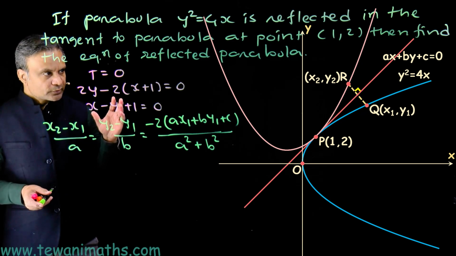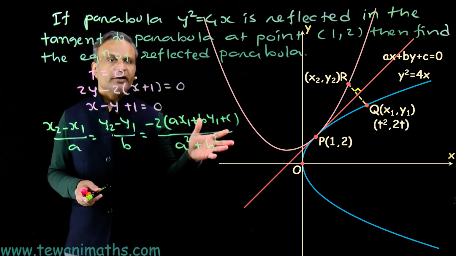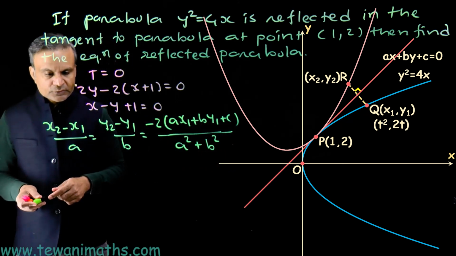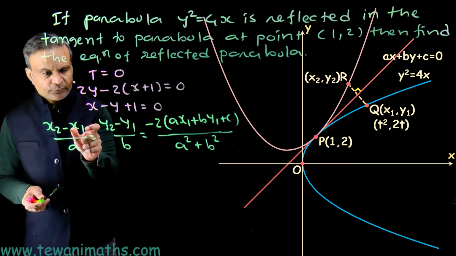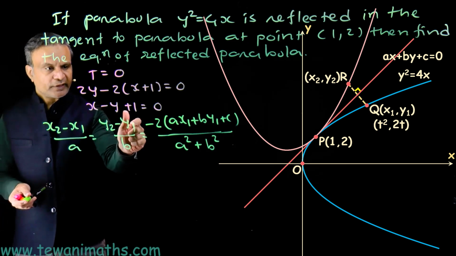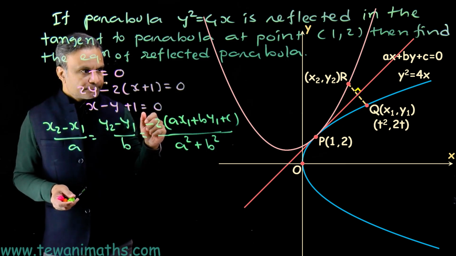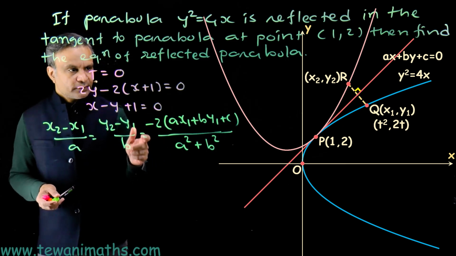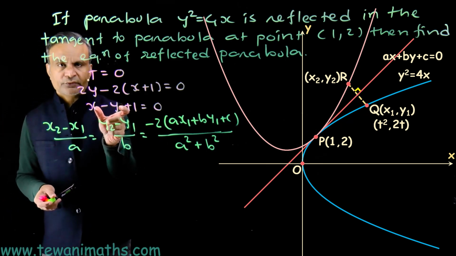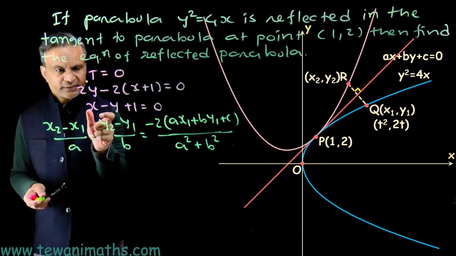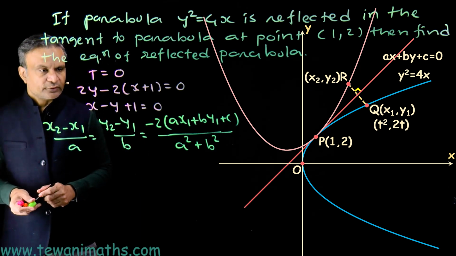Now suppose parameter of point Q is t. So its coordinates will be t square comma 2t. So in this formula, we will put x1 is equal to t square and y1 is equal to 2t. And we compare equation ax plus by plus c is equal to 0 with this equation. We get value of a is equal to 1, value of b is equal to minus 1 and value of c is equal to 1.